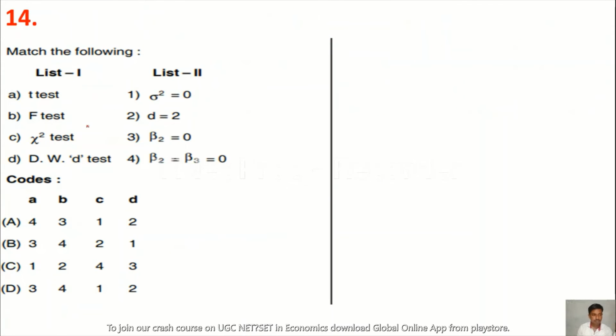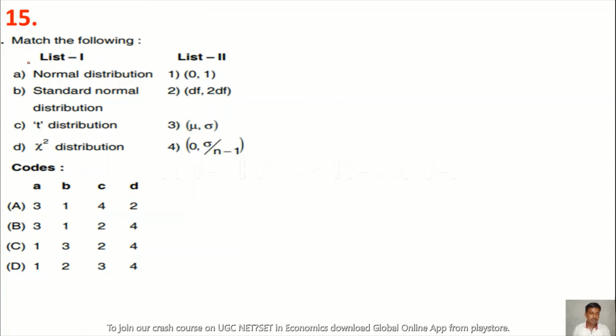Question number 14, match the following list 1 with list 2. Here also let us move to the answer directly. So option D is the correct answer. So the t test is beta 2 is equal to 0. In case of t test, beta 2 value will be 0. Then the f test, in case of f test, beta 2 is equal to beta 3, it is equal to 0. Then the chi-square test, chi-square is equal to 0. Then the DW test, Durbin-Watson test, d is equal to 2.